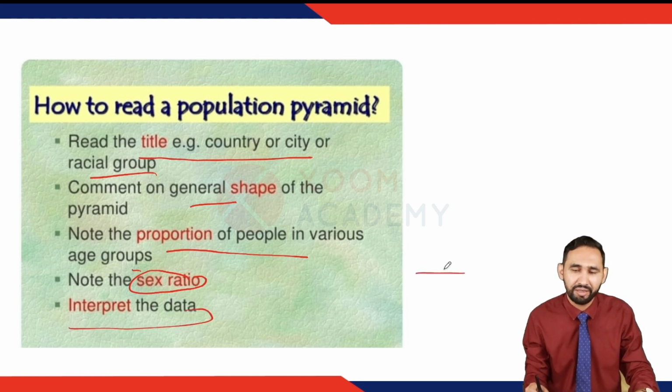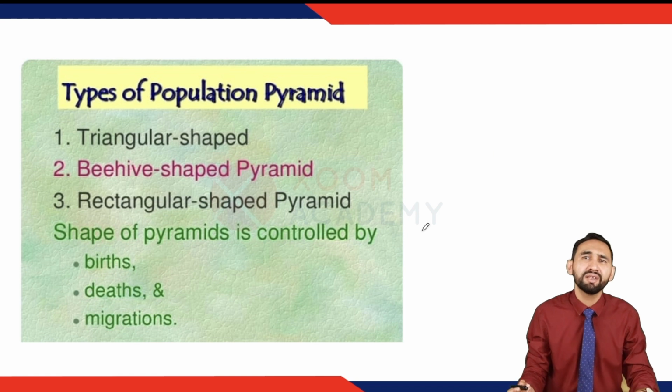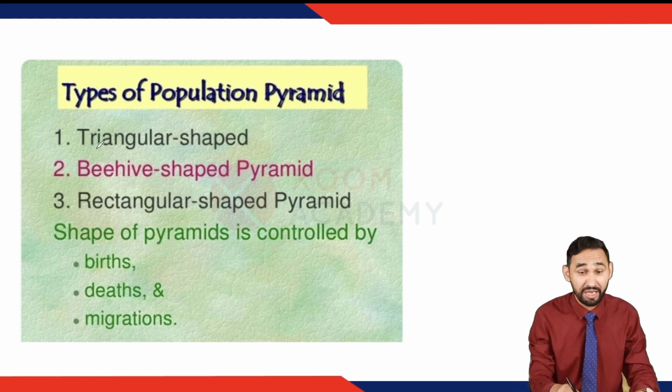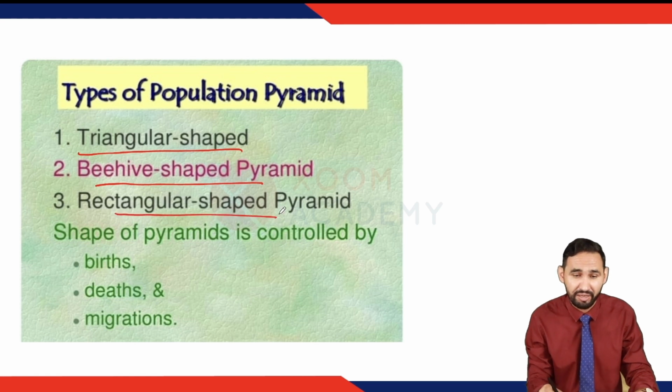We'll start from the base and move to the top. We see the number of dependents, the number of independents. What is the shape of the pyramid? So we see shape and structure. Then we will interpret. So what are the various types of population pyramid? Triangular. It can be beehive. It can be a rectangular shape pyramid.